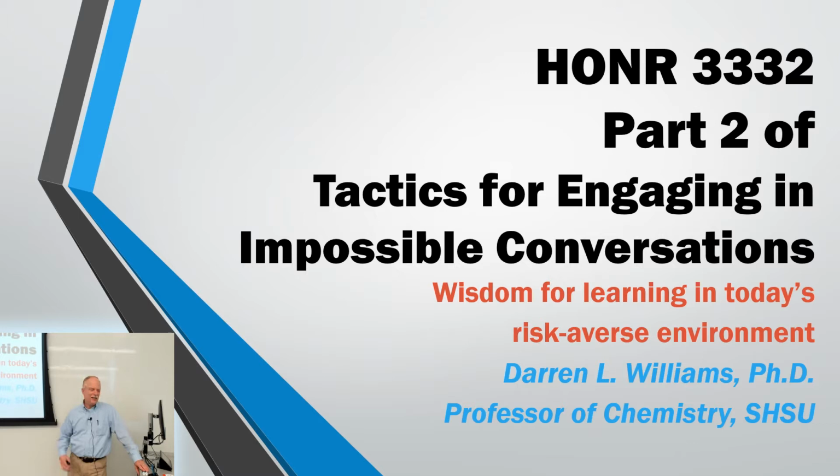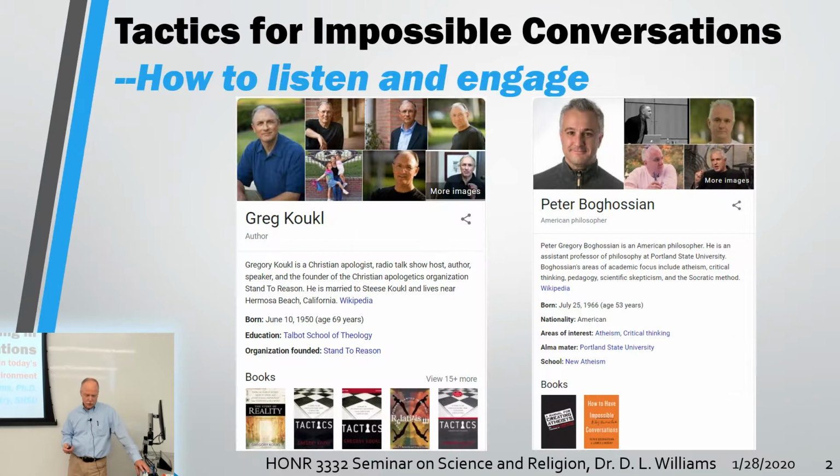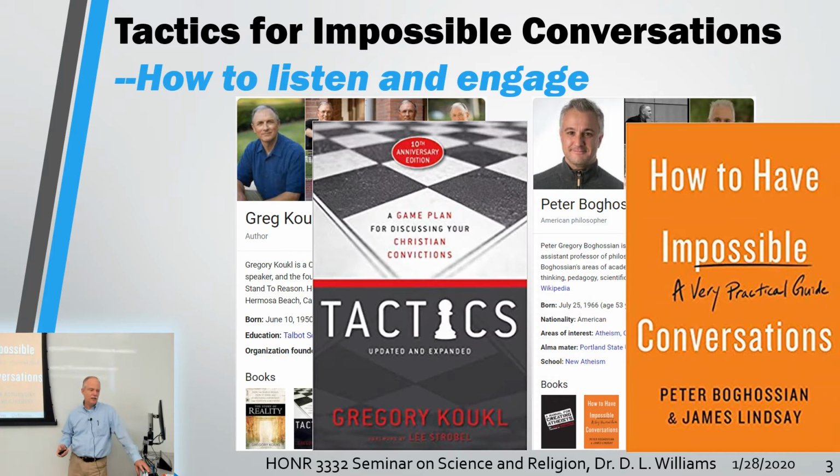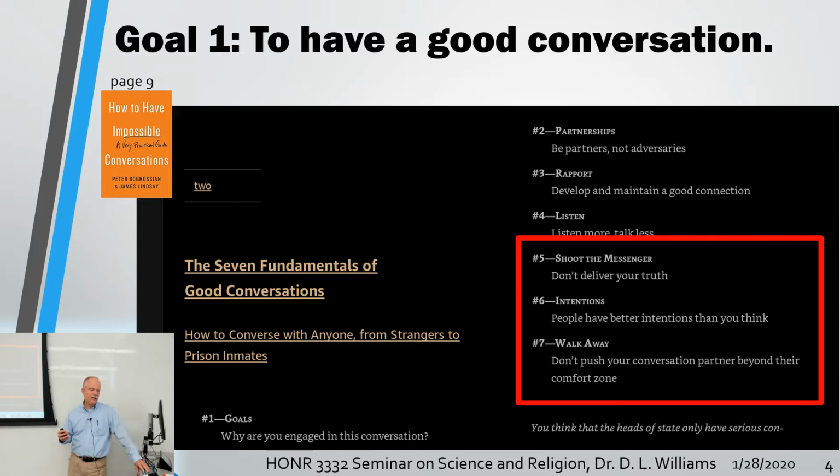And this is part two of the tactics for engaging in difficult conversations. And this is going to be really the bulk of our training in how to have conversations with folks that disagree with us or to learn more about opposing points of view. We're going to continue using these two resources, Greg Koukl and Peter Boghossian's books, Tactics and How to Have Impossible Conversations. And today we're going to focus really on the last three things in Peter Boghossian's book.